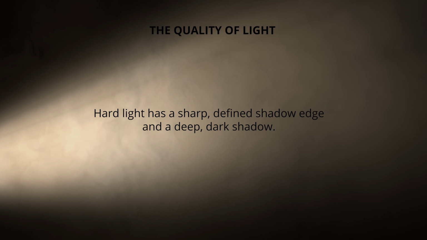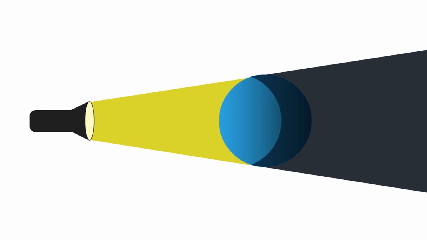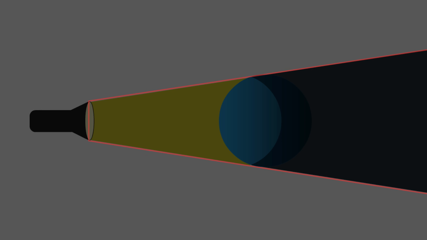The hardness or softness of light is gauged by the quality of the shadow it casts. Let's start with hard light. Hard light has a sharp, defined shadow edge and a deep, dark shadow. In this diagram, you can see that the edge of the light where the umbra meets the illuminated area is short, and umbra is the darkest part of a shadow. In nature, it's how shadows are cast at noon from the hot summer sun.